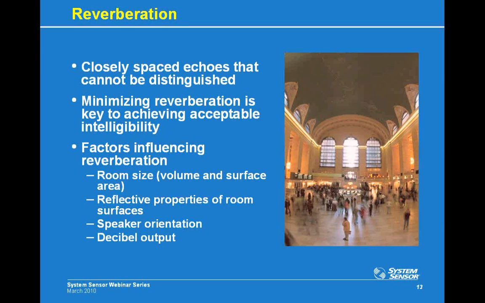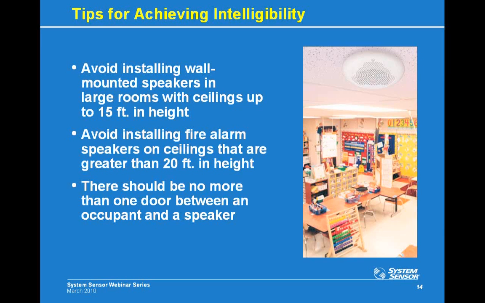Now that we talked about some of the factors affecting intelligibility, some tips for achieving the required intelligibility score include, first, avoiding the installation of wall-mounted speakers in large rooms with ceilings up to 15 feet, because this will contribute to more reverberation because of the distance between the opposite walls that the speakers would be installed on. When the ceiling heights are greater than 20 feet, ceiling speakers should not be used because the distance between the listener and the sound source is greater.